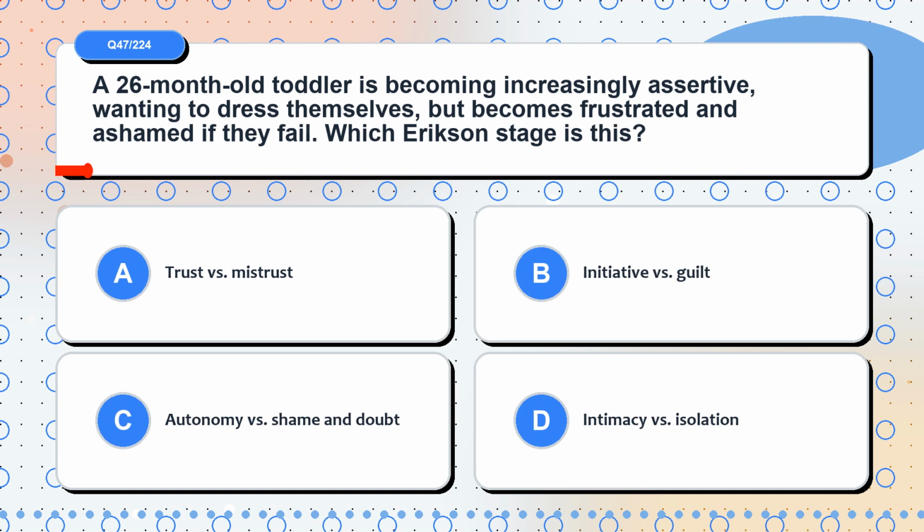Question 47. A 26-month-old toddler is becoming increasingly assertive, wanting to dress themselves, but becomes frustrated and ashamed if they fail. Which Erikson stage is this? Here are the options. Option A, trust versus mistrust. Option B, initiative versus guilt. Option C, autonomy versus shame and doubt. Option D, intimacy versus isolation.